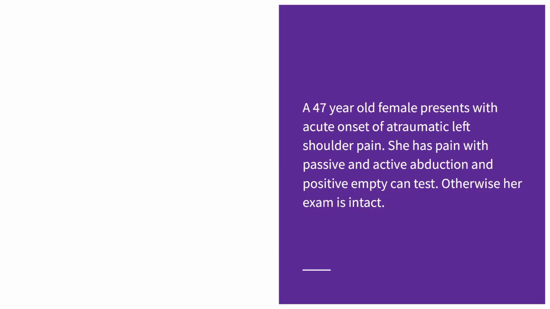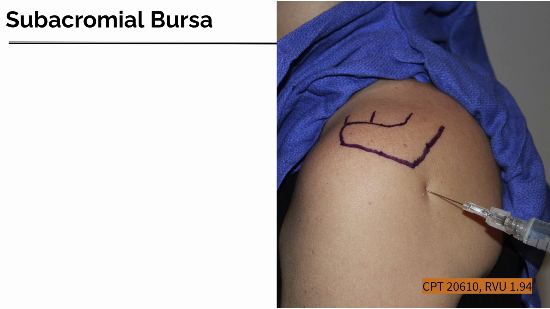All right. A 47-year-old female presents with acute onset of atraumatic left shoulder pain. She has pain with passive and active abduction and a positive empty can test. Otherwise, her exam is intact. So let's talk about subacromial bursa injection.